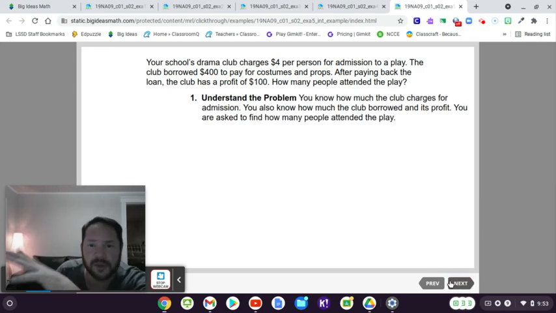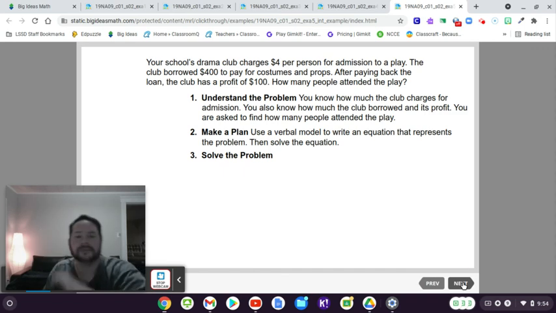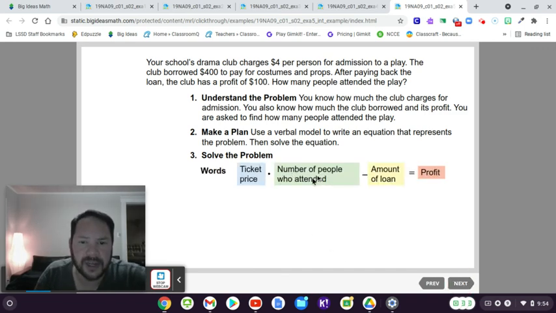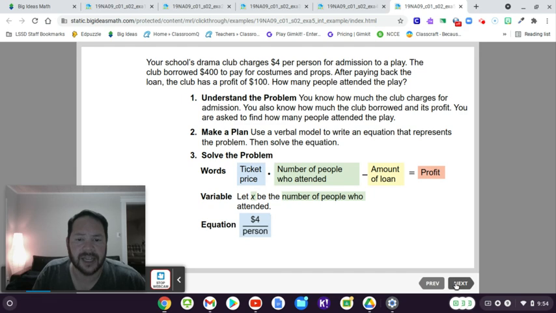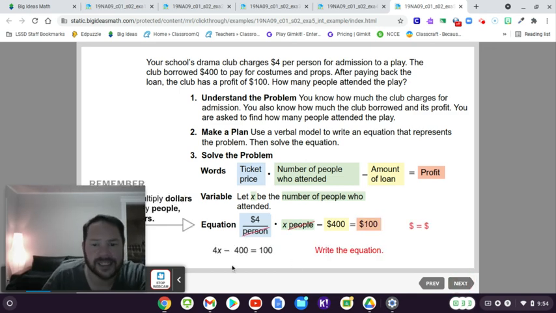So again, always understand what the problem's asking you first. Make a plan. So for me, the plan would be it's a charge per person, and I'm trying to find the number of people. So I have to do $4 per person times X, I will say. That's this ticket price times the number of people. Now they have to pay back a loan, this $400. So it's then 4 times x minus the $400 that they have to pay back, and that equals the profit. It leaves them with $100 profit. So basically we have 4x minus 400 equals 100. Hopefully you got something like that.